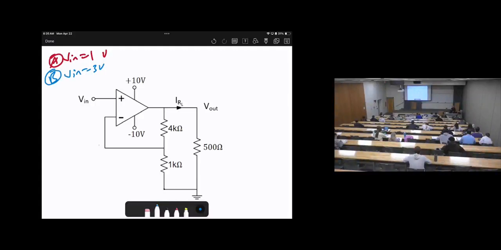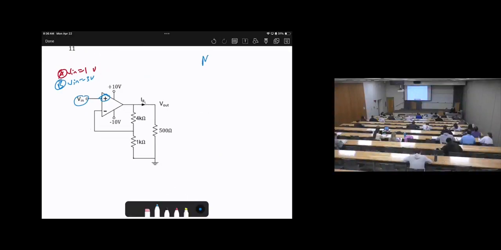The first step, according to the procedure that I already wrote here, identify the circuit. Is this one a buffer? No, there are resistors, 4K and 1K. Is this one inverting? No. Look at the input: it enters the positive, therefore it is non-inverting, okay? So recall, in non-inverting, the second step is the closed loop gain equals 1 plus R2 over R1.